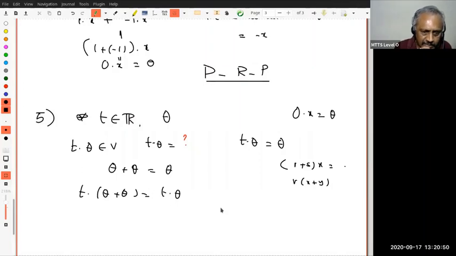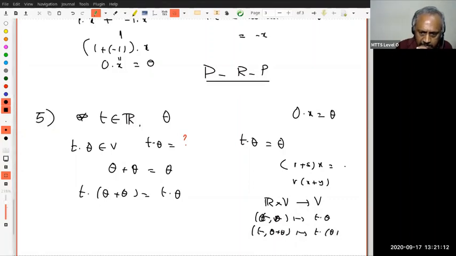Why are they equal? Again, the same thing, right? That is, the scalar multiplication is a map from R cross V to V. Therefore, I have (t, theta) that goes to t times theta. But theta is the same as theta plus theta. Therefore, this will go to t times (theta plus theta). Therefore, these two are equal, because these ordered pairs are the same, therefore their images must be the same under the scalar multiplication map. Okay, right. Now this is t times theta plus t times theta equal to t times theta.